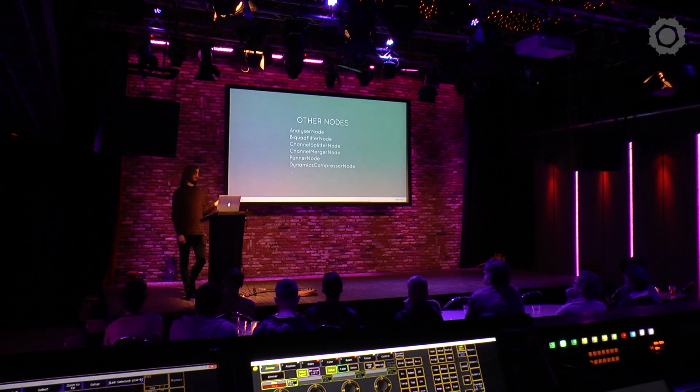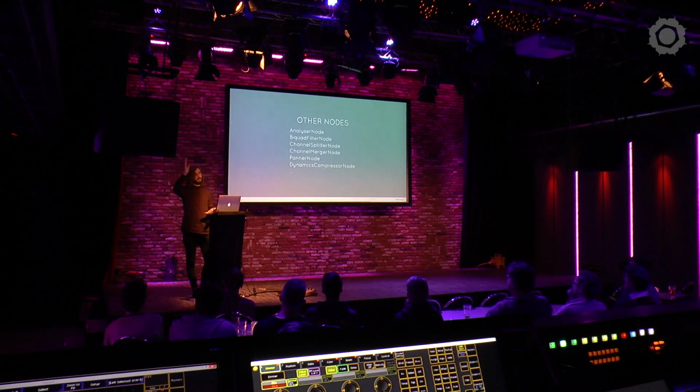Channel splitter and channel merger nodes split, for example, from mono to stereo, or go from stereo to mono, or to Dolby, whatever you want. Panner node is to change from left to right or front to back, to position your sound in space. Dynamics compressor node compresses your sound so that you don't have really big peaks in your audio waves, that they're all quiet in the same space, so that you don't have high volume mixed with low volume when you don't want it.